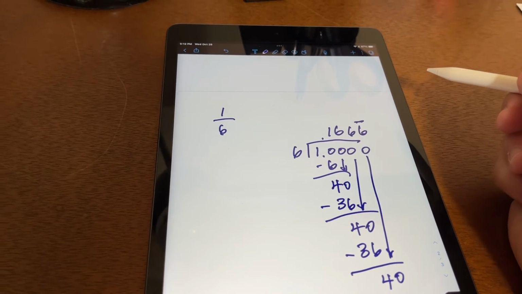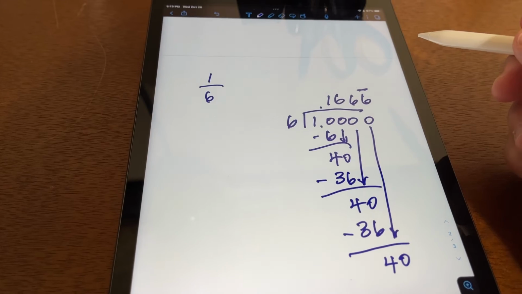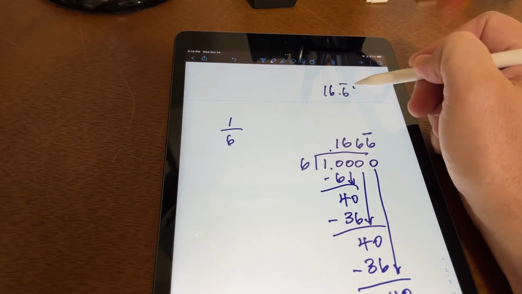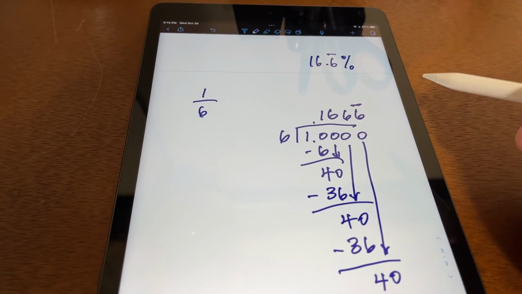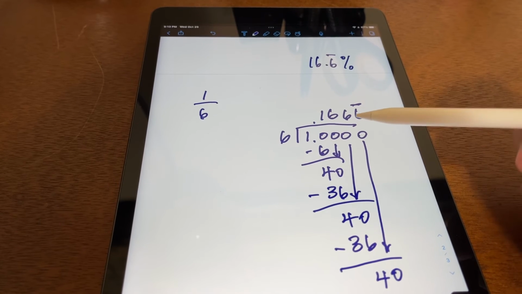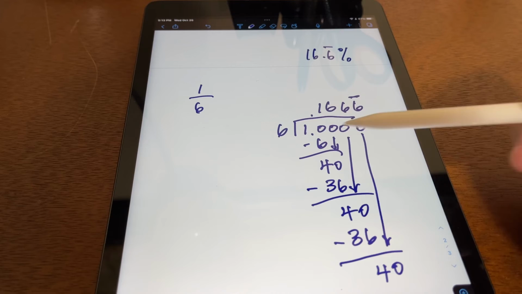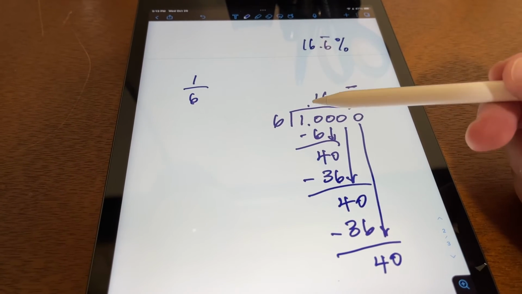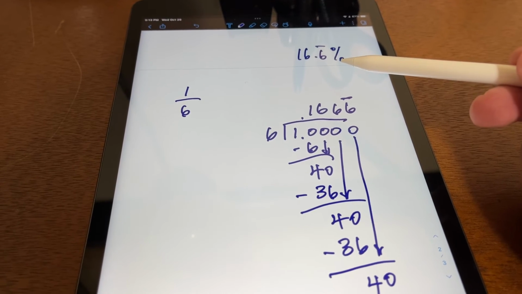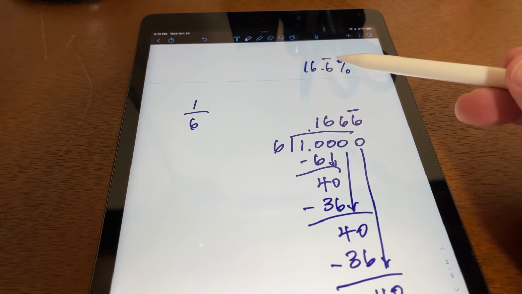So it's 0.16 repeating. So 1/6 is 0.16666, and the 6 goes on forever. And the way you convert a decimal to a percent is you move the decimal 2 places to the right and you add a percent sign. So since the 6 repeats, I'm saying it's 16.6 repeating.